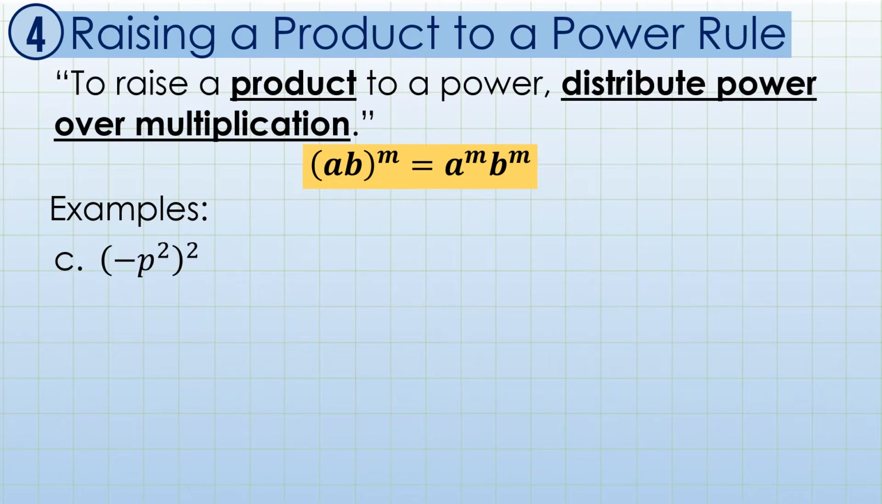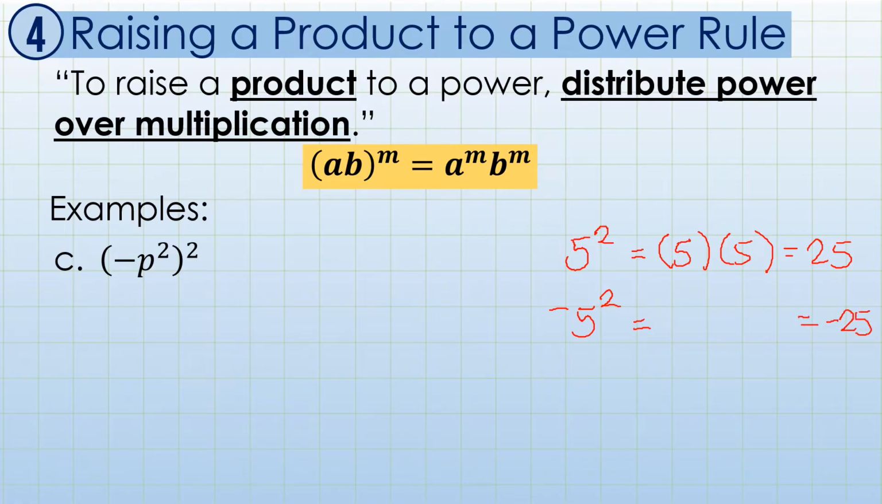Ayan. The quantity negative p squared, medyo tricky yan, kaya dito muna tayo. What is your answer here? 5 squared. Answer? Okay, correct. 25 because that is 5 times 5 equals 25. How about this? Negative 5 squared. Answer? Correct. Negative 25. Bakit?